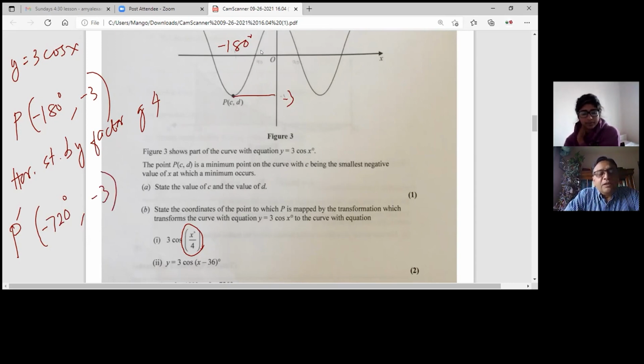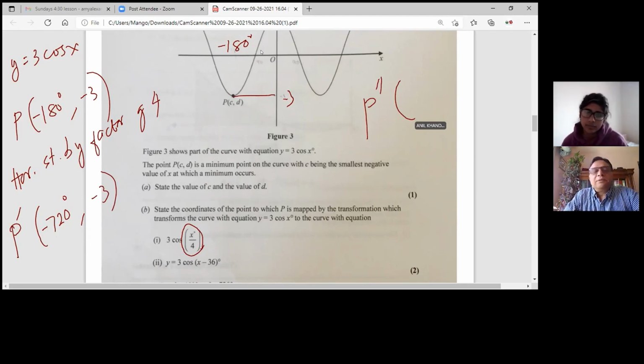And the second one is y equals 3 cos of x minus 36. So when you say minus 36, it is moving right 36 units, right? So just add 36 to it. So we have the second parameter as minus 180 plus 36. What do you get? Minus 144, minus 3. Correct. Next.